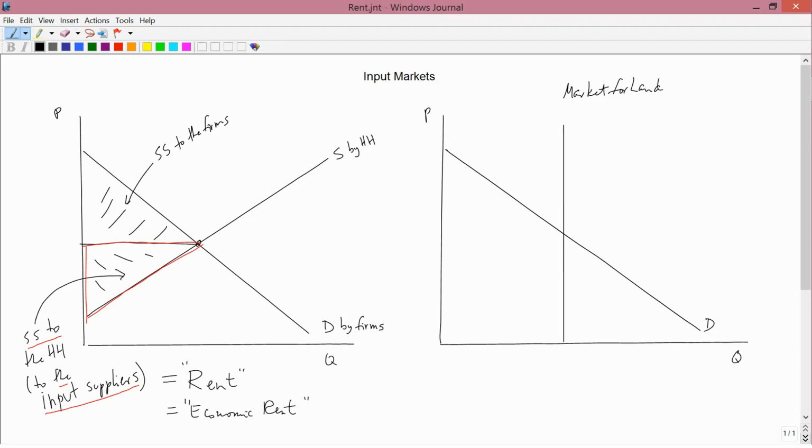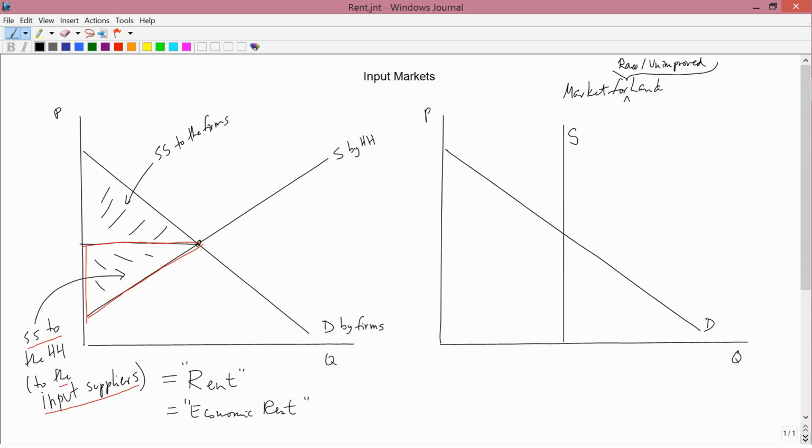I've drawn on the right-hand diagram a standard demand curve, but think about the supply curve. I claim that the market for land, in particular the market for raw land, which means unimproved land, is characterized by a supply curve that's vertical. If you have raw, unimproved land, then it has no opportunity cost. So we're not talking about land with buildings on it. But unimproved land, suppose somebody offered you $200 to rent the land.